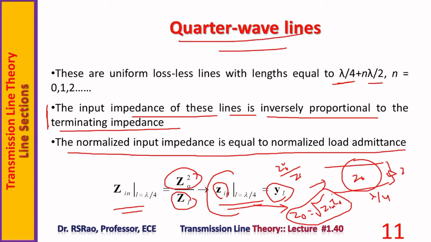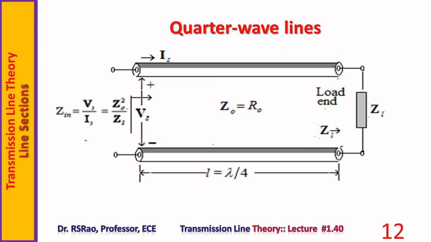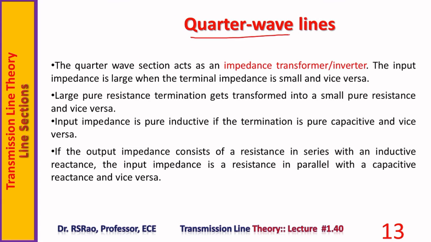Normalized input impedance is equal to normalized load admittance. So here is shown a quarter wave line. Zin, as already seen, is Z0 square by ZL. This is ZL, length is lambda by 4, Z0 is R0 because this is a lossless line, this is the load end. Some important information regarding quarter wave lines.